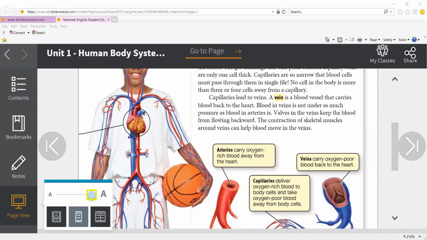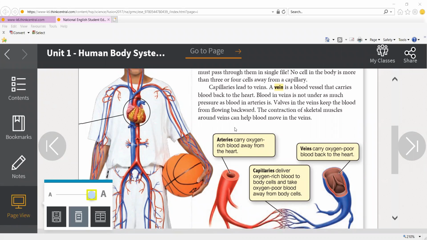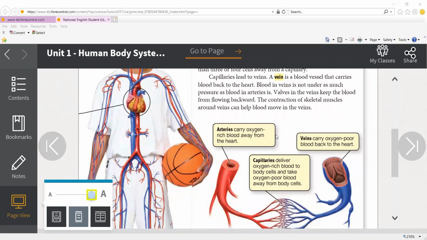Valves in the veins keep the blood from flowing back. The contraction of skeletal muscle around veins can help move blood in the veins.